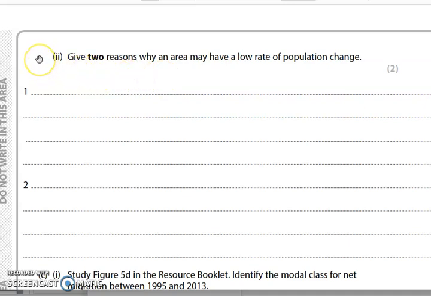So think about what affects population change. What are the things that impact on migration or increase birth rates? And those would be the reasons that you would need to write there. So 2 marks, 2 minutes, have a go now.